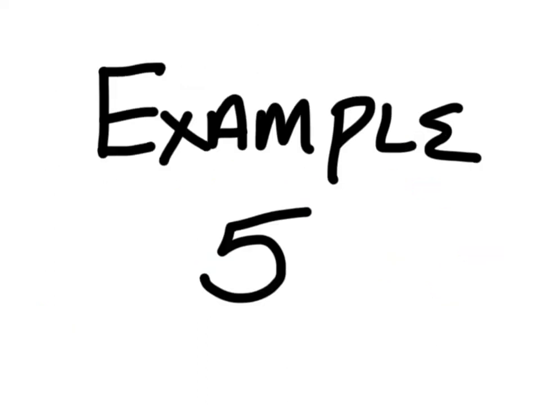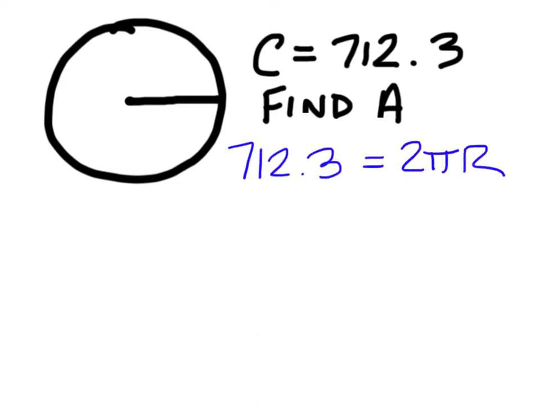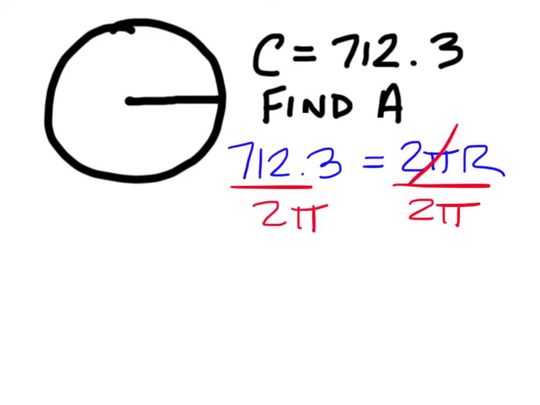Circumference, and you have to find the area. You're given the circumference, so you have to find the area. Your first step is to set the circumference equal to the circumference formula, 2 pi r, like we did before. And then divide both sides by 2 pi, again like we did before. So you end up with 712.3 over 2 pi, and that's equal to r.